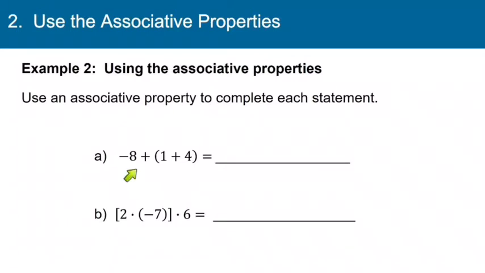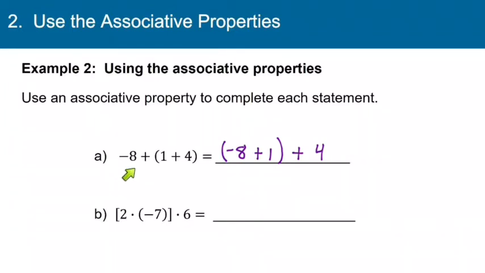So in part A here, this is where we want to demonstrate the associative property of addition. We have -8 plus parentheses 1 plus 4. Now if I leave the numbers in the same order, but I group the first two together instead of the last two, then we'll have parentheses -8 plus 1, close the parentheses, and then plus 4. And so let's think about this. Let's work it out and just make sure that it's true.